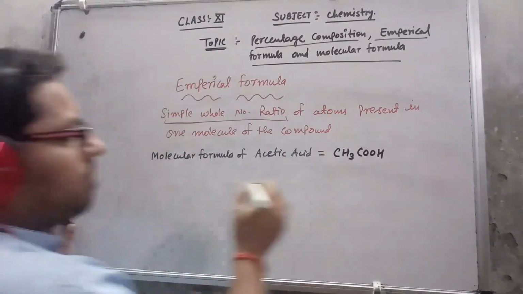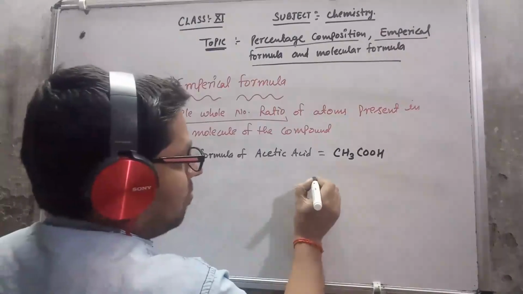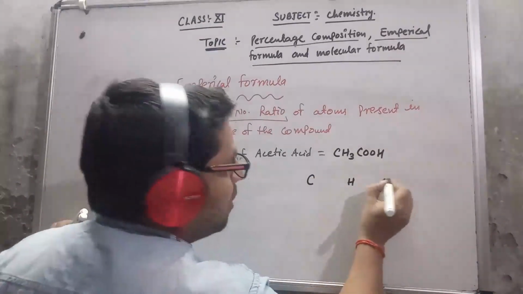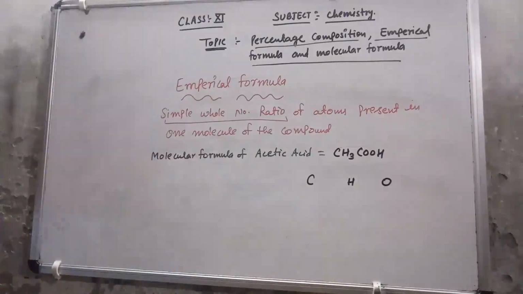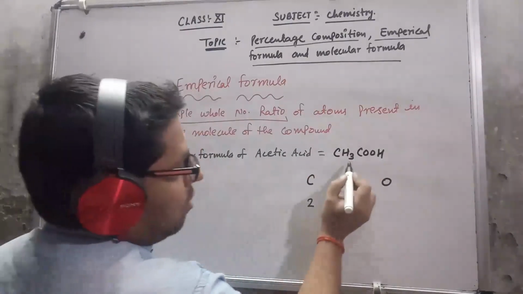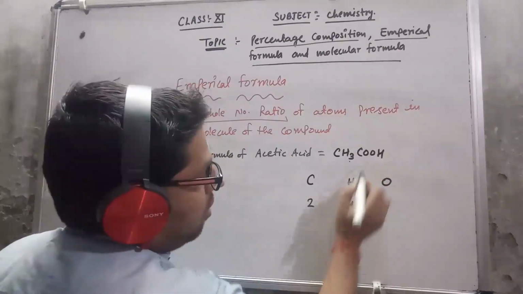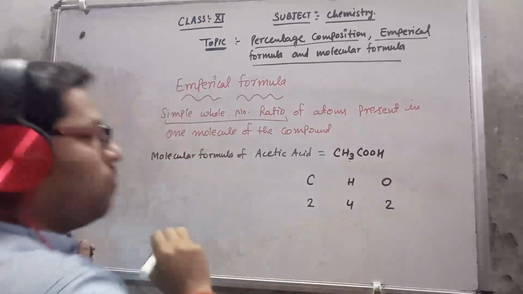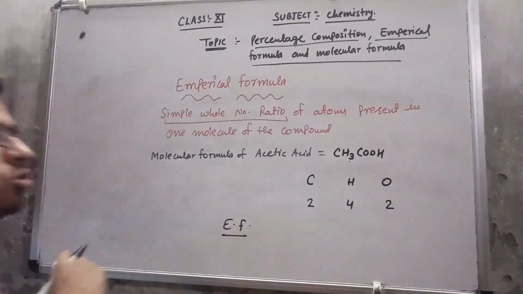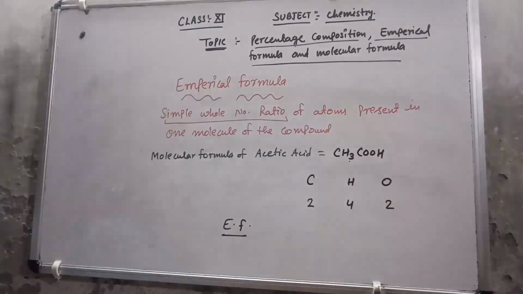You can check how many elements are there. One carbon is available here, hydrogen is available here, and oxygen is available here. How many carbon atoms are available here? 1, 2. This is 2. How many hydrogen? 3 or 1? 4. How many oxygen? 2. If you want to find the empirical formula, EF, you have to make it the simple whole number ratio. So you have to convert into a simple whole number ratio.